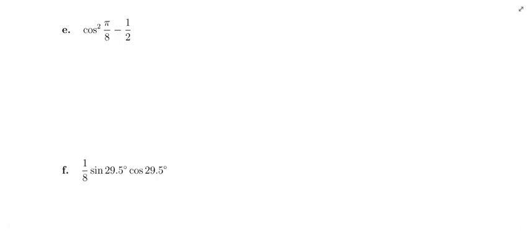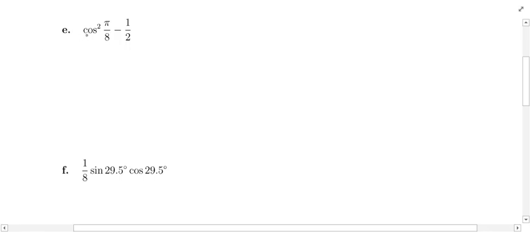We need an exact value for this. Pi over 8 is not on the unit circle. You may not be able to use your calculator. How would you do this? Apply a double angle formula. We need to match it up. We need to find something that has cosine squared minus 1/2. Let's go see what we have. But this is what we've been given.